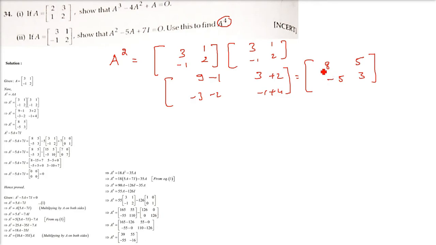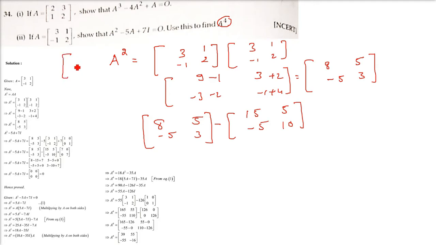Now we have to put in here in this equation. It will come as 0. So let us put it in the equation. This matrix minus 5 into a. So I am directly multiplying this matrix with 5 and putting it here. So 5 threes are 15, 5, -5, and 5 twos are 10. What about 7i? Identity matrix is 1, 0, 0, 1. The diagonal is 1 and multiplied by 7. So only the values which are 1 will become 7.